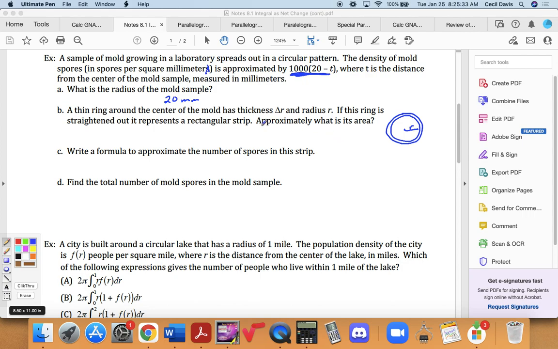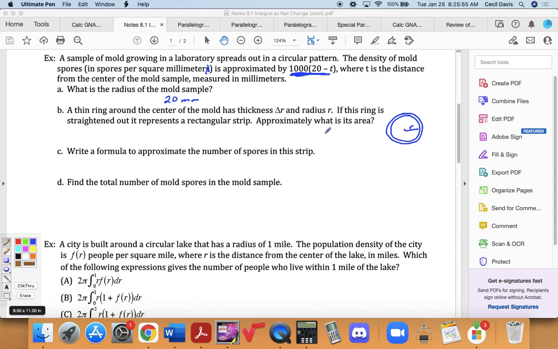That would be 1,000. Has nothing to do with this. No. Delta R times R. No. Pi R times delta R. You're getting closer. So that's something to do with the circumference.